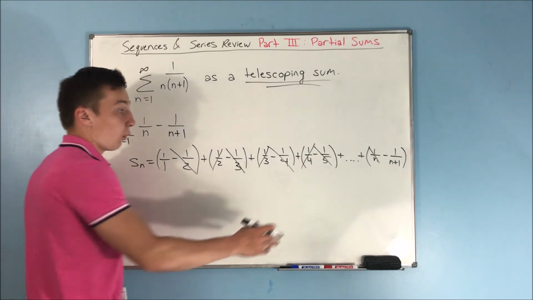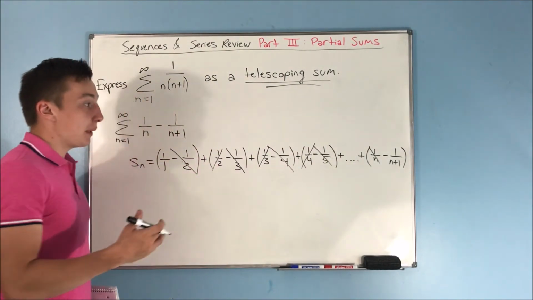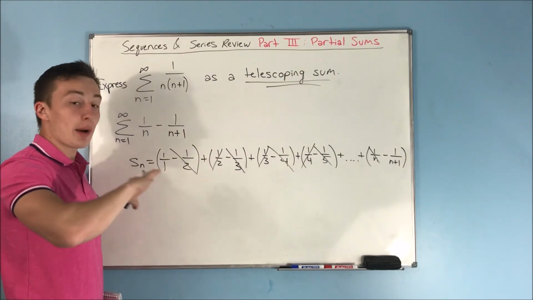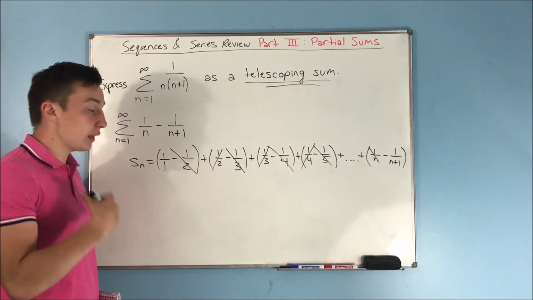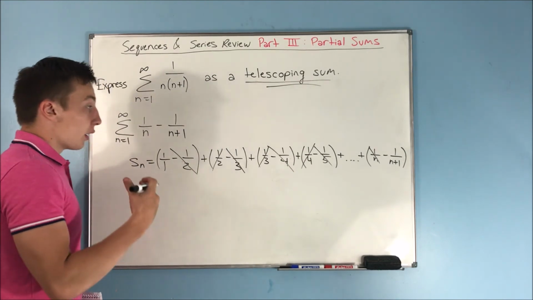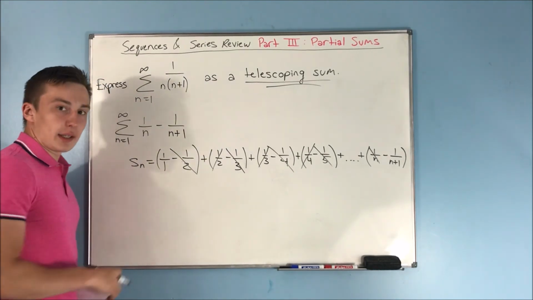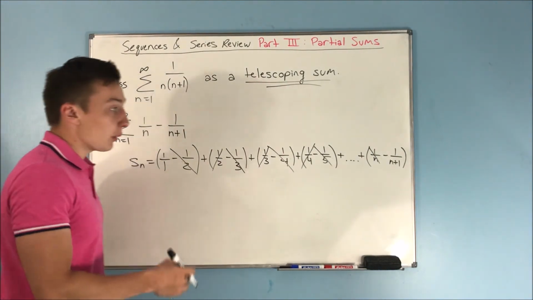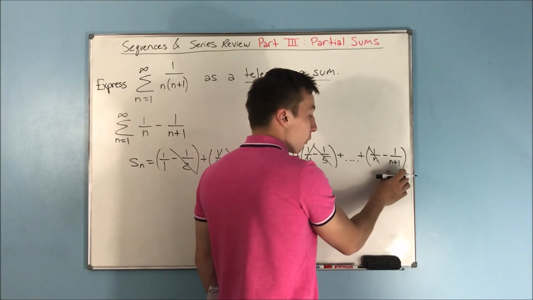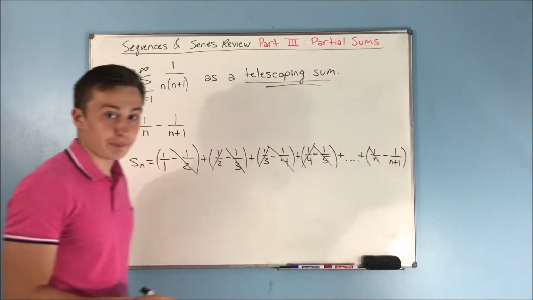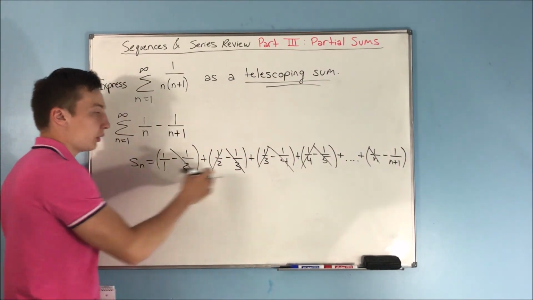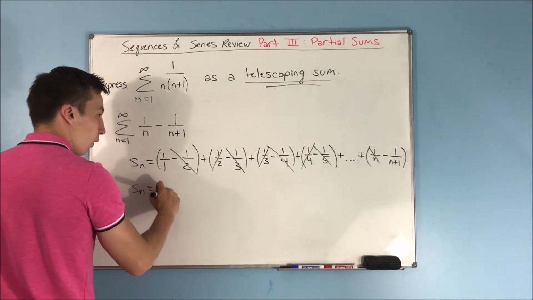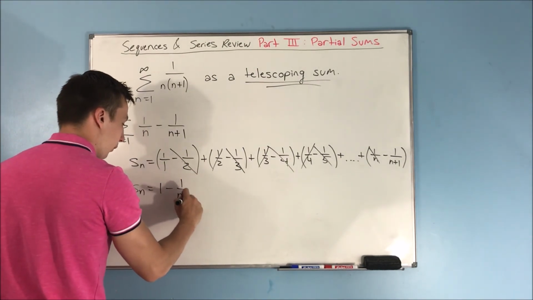Why did this 1 over n get canceled out? Well, that is because the positive term is coming second here. It's always getting canceled out by a negative term that comes before it. But here, you see this 1 didn't get canceled out. Why is that? Well, there was no negative term to come before it. Same thing with this negative 1 over n plus 1. There was no positive term to come after it. That's why these two are the only ones left standing. And that means that our S sub n is going to equal 1 minus 1 over n plus 1.